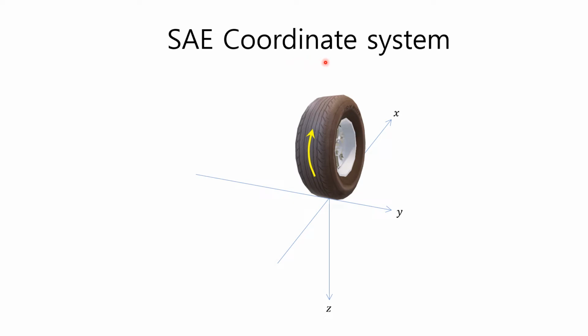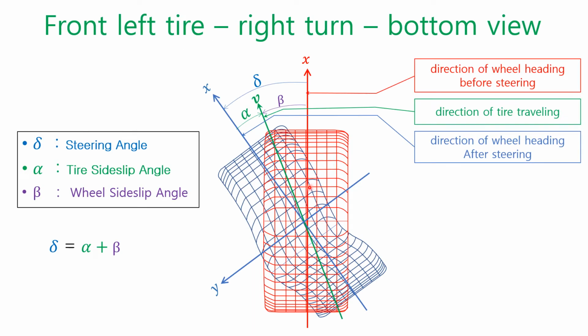In this video, I will employ the SAE coordinate system shown in this figure because it is easy to explain conicity and ply steer. X-axis for longitudinal direction, y-axis for lateral direction, and z-axis is vertical direction. This figure was used to explain sideslip angle in the last video, E1017.